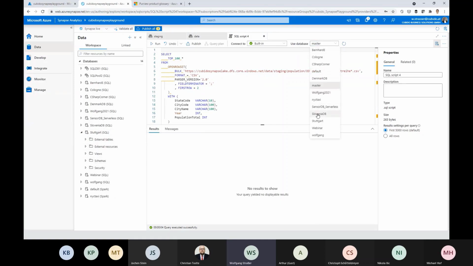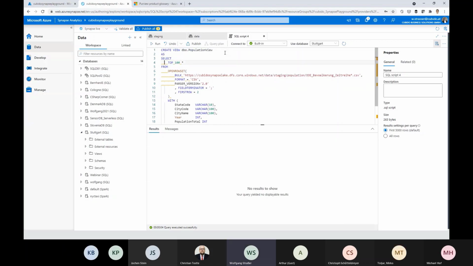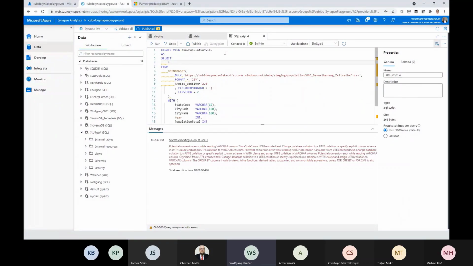So I'm going to change my editor using the context of the Stuttgart database. And what we can do is create a view, which is the population view, and just remove the top 100 over here, create that one.